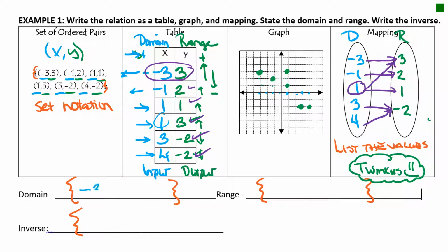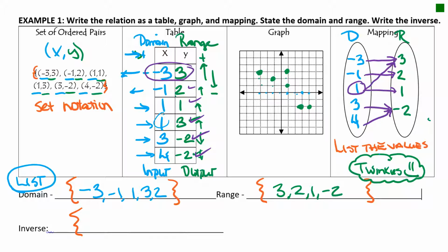So domain. The domain again is just a list. The nice thing is it's your domain Twinkie. It's just a list. It is not how many times they show up. The range, we had a 3, a 2, a 1, and a -2. We don't write the 3 twice, and we don't write the -2 twice. We just say what numbers are in there, not how many times they show up.